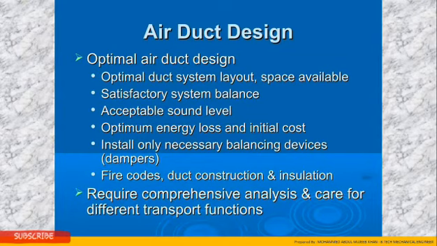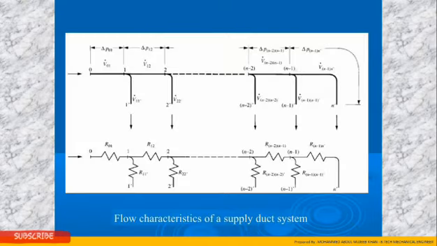Air duct design. Optimal air duct design: optimal duct system layout, space availability, satisfactory system balance, acceptable sound level, optimum energy loss and initial cost, install only necessary balancing devices such as dampers, fire codes, duct construction and insulation. It requires comprehensive analysis and care for different transport functions. Flow characteristics of a supply duct system.